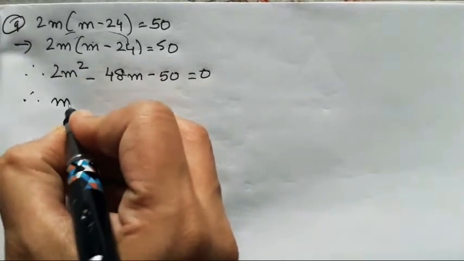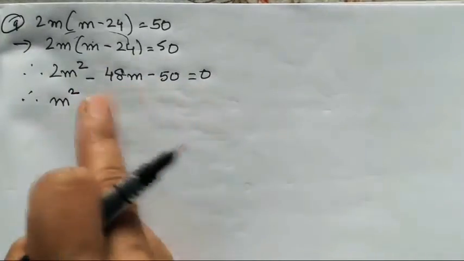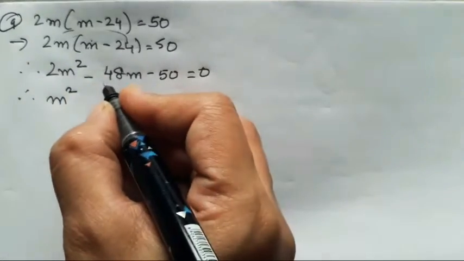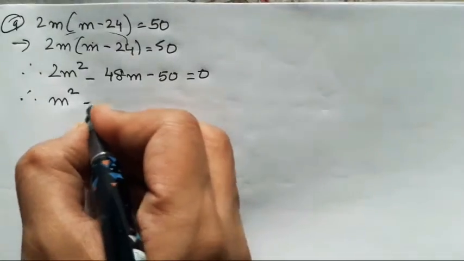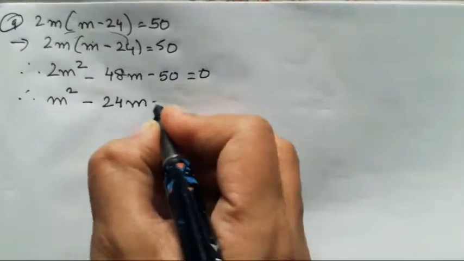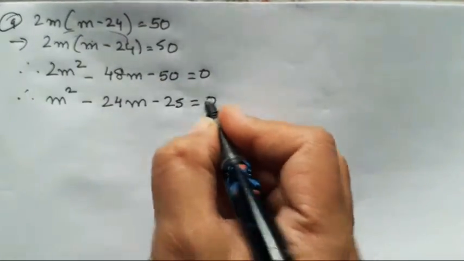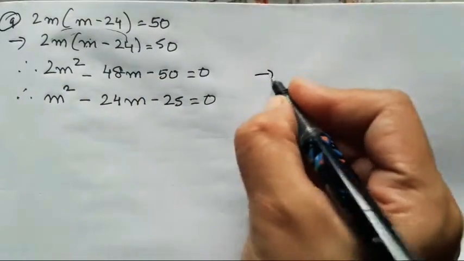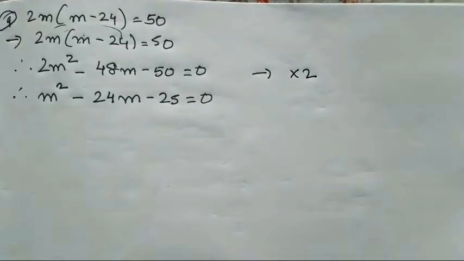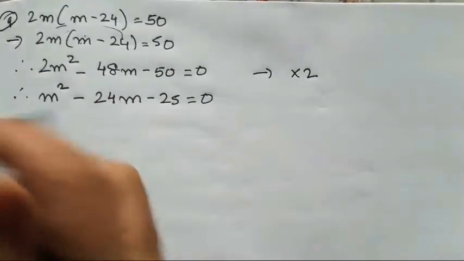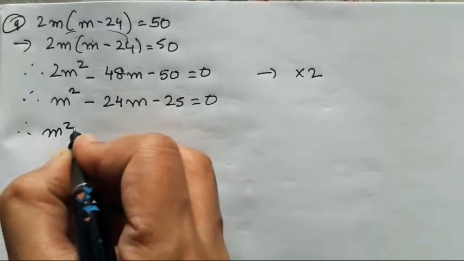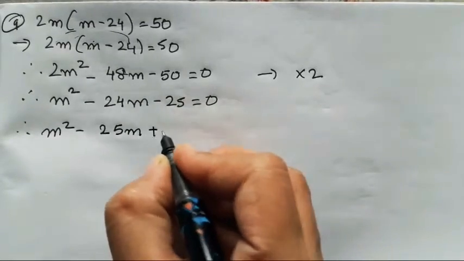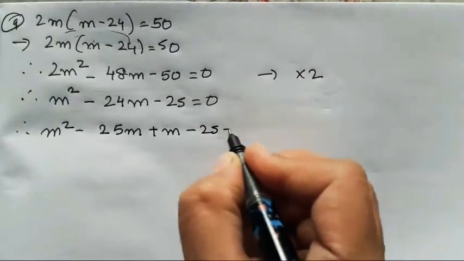Now dividing both the terms by 2, the 2 will get cancelled, this will become 24, this will become 25. So m square minus 24m minus 25 is equal to 0, because we have divided this equation by 2. Therefore, you will be getting this equation: m square minus 25m plus m minus 25 is equal to 0.